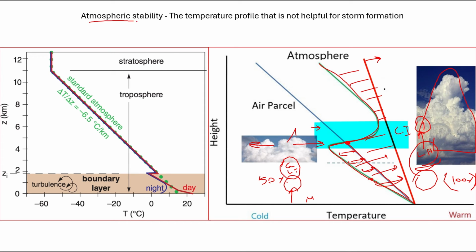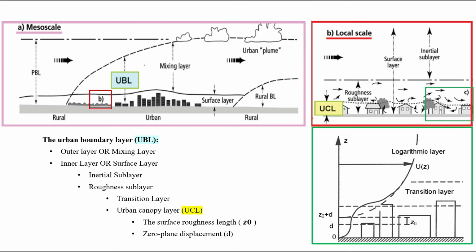And what does atmospheric stability mean? If there is no big cloud formation and storm formation, then it is stable. Okay. But if there is cloud formation, storm formation and all happening, then it is an unstable condition. Okay. So these are all the unstable conditions. Previous one.